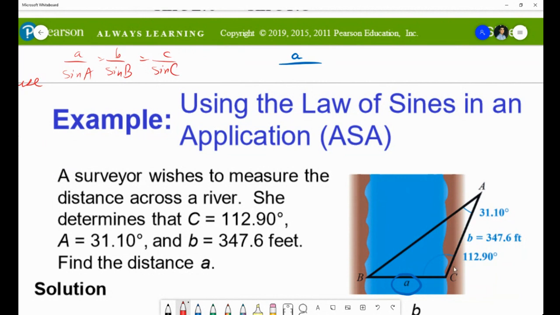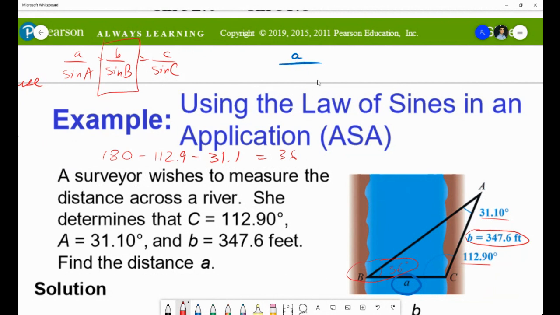In this example, we know A and we know angle C, so we can find angle B from 180 minus this and this. So 180 minus 112.9 minus 31.1, what does that equal? 36. So B is 36 degrees, and we know sine B, so the ratio we're going to use is B and sine B.